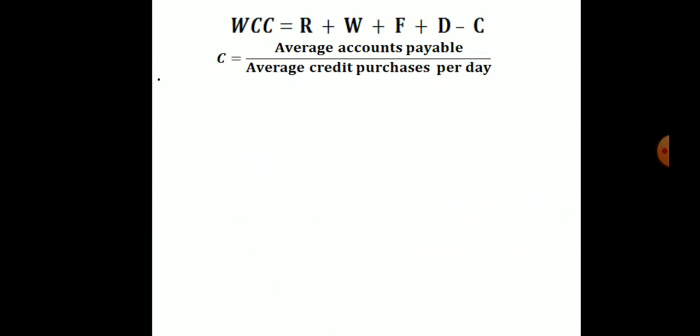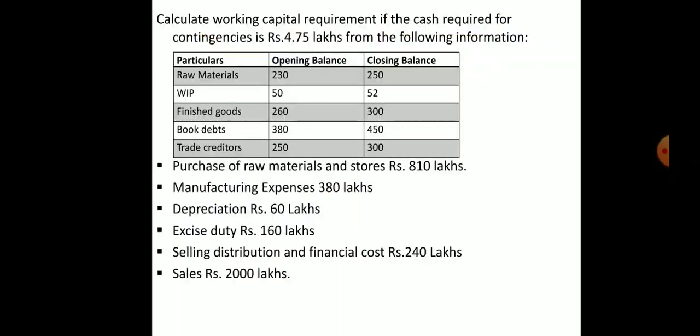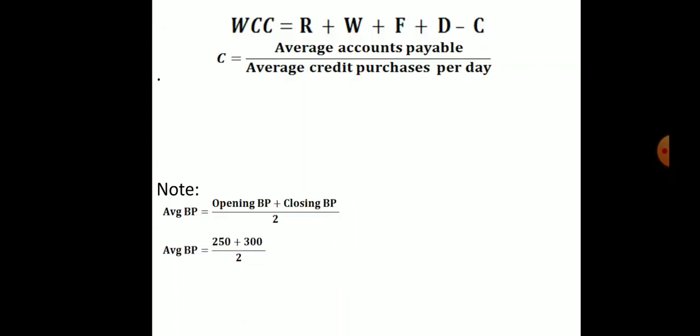So next we will calculate the value of C. C is creditors. So accounts payable, the company has to pay because we have borrowed on credit basis. In future the company has to return that money. So that is called creditors. Average accounts payable divided by average credit purchases per day. First we have to make average bills payable or accounts payable: opening balance plus closing balance divided by 2.